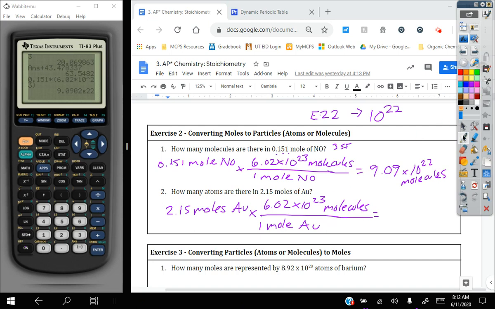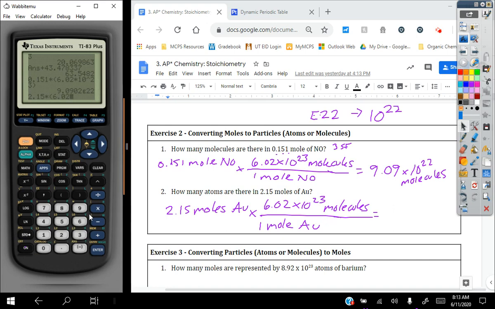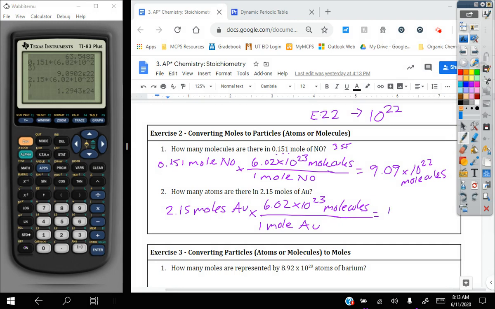And I can show you one of those a little later. So same deal, 2.15 times 6.02 times 10 to the 23rd, close parentheses. And this one also had 3 significant figures, so we are at 1.29 times 10 to the 24th, because it says E24, atoms of gold. And remember, we have to keep track of our sig figs here. So we have 3 sig figs in each of these problems. The 0 does count because it is sandwiched. Okay, and that's a decimal there.